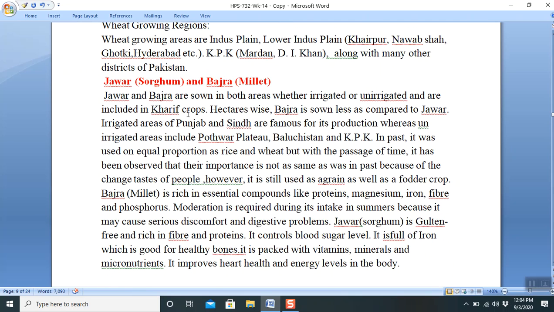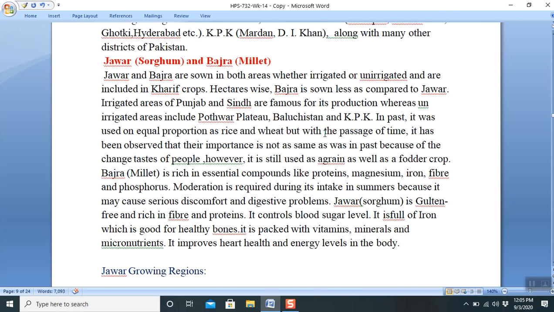Next thing is jawar, or bajra, millet. Jawar and bajra are the local names. Jawar and bajra are sown in both irrigated and unirrigated areas and are included in kharif crops. It can work well in irrigated areas and also in unirrigated ones, but it grows well in the semi-dry areas.